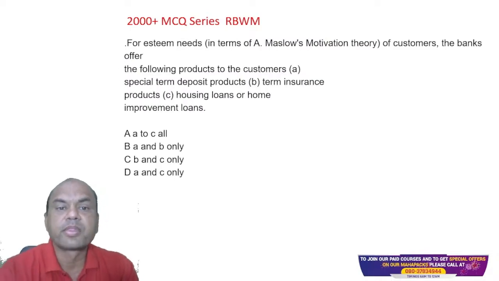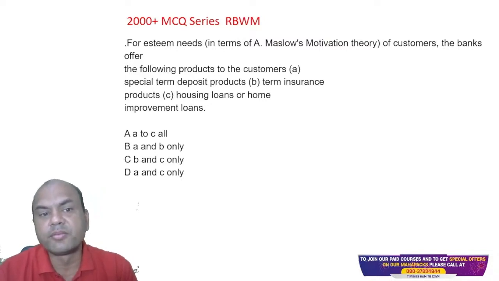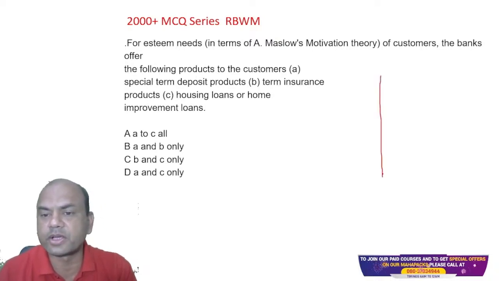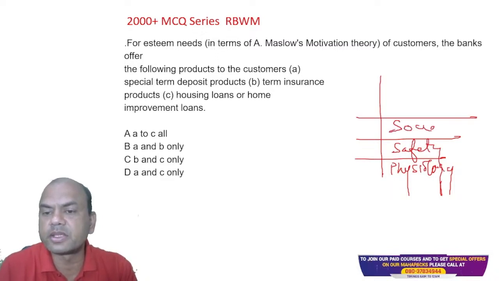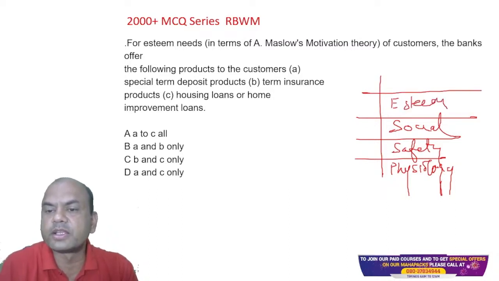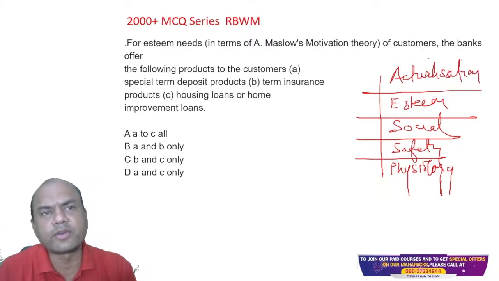For esteem needs of the customers, banks offer the following products. So esteem means, remember, I'll just give you Maslow's hierarchy fast. Lowest is physiological. Second is safety. Third is social. Remember this? Fourth is esteem. And fifth one is actualization. Simple one. I've covered this many times. So these are the five levels, from the basic one to the very richest one.